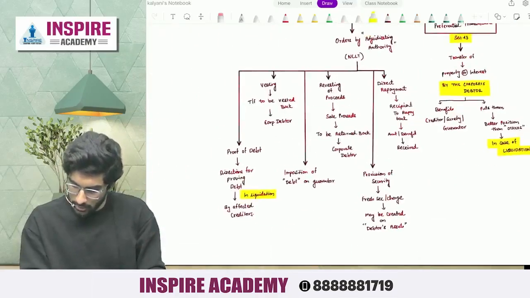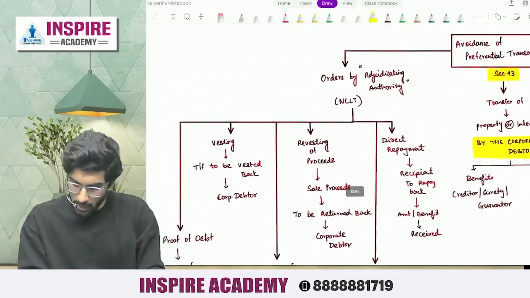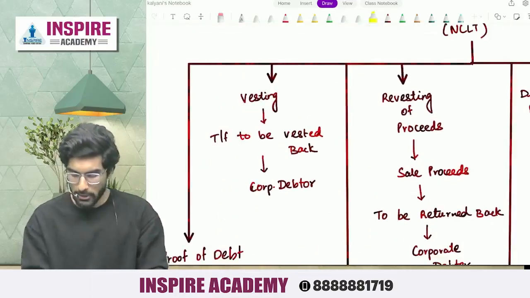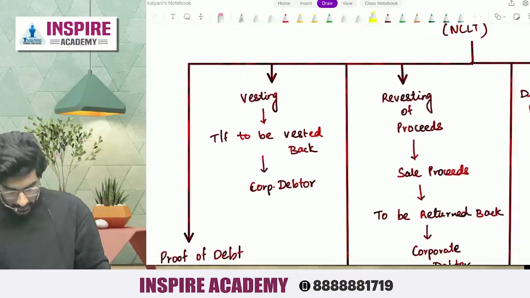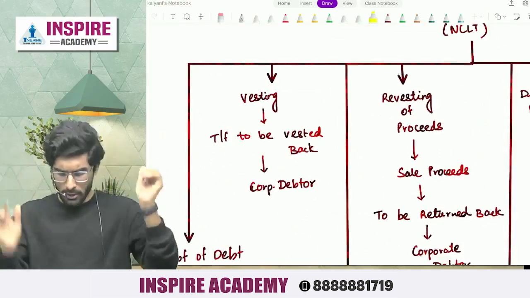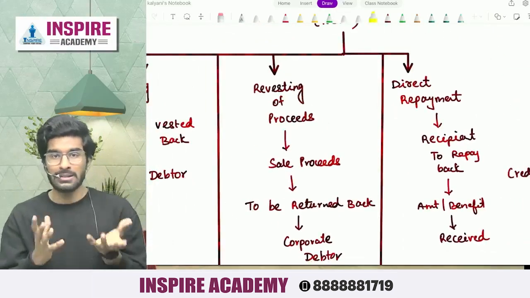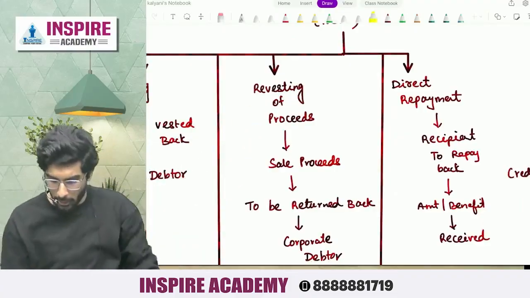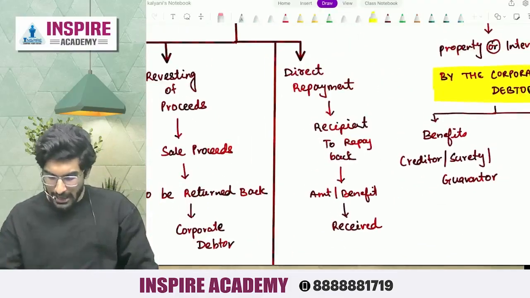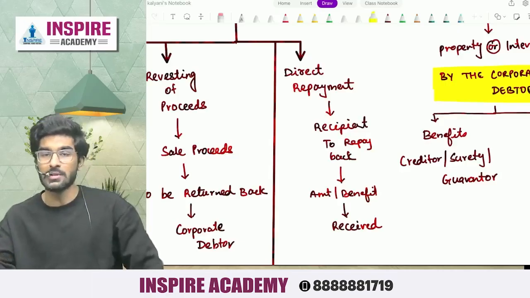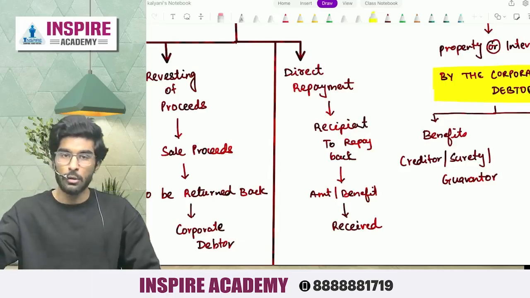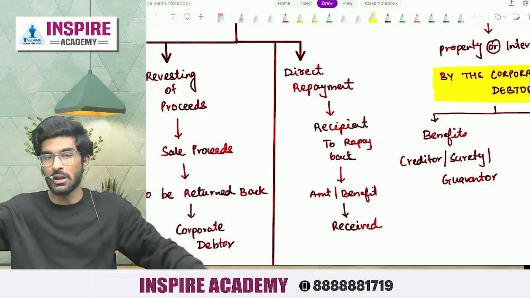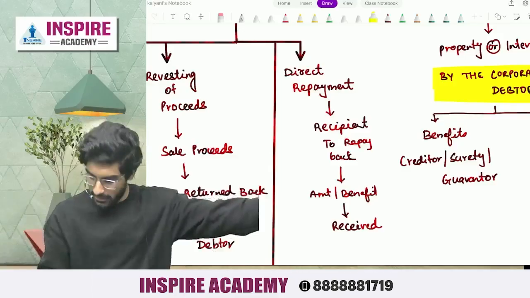Now next. What are the orders given by the adjudicating authority? Number one is the transfer should be vested back to the corporate debtor. Very easy, logical. Number two is if assets are not available, if assets are sold off, whatever proceeds you have received should be transferred back to the corporate debtor. Next is direct repayment. Even if you don't choose to transfer the assets back, NCLT will ask you to revest the equivalent money, whatever benefits you have received, you have to pay back.